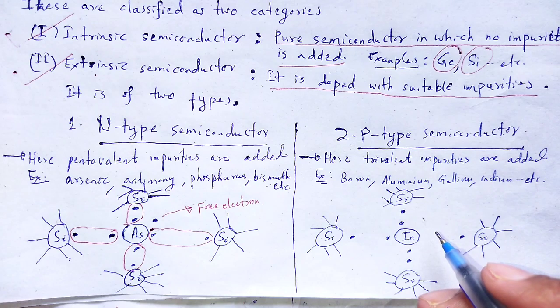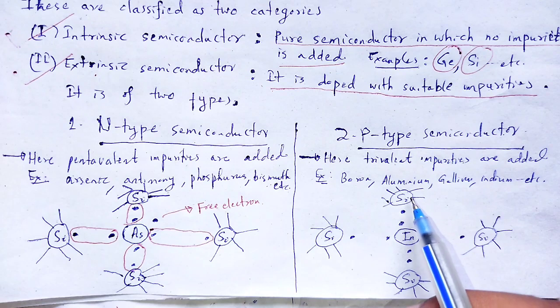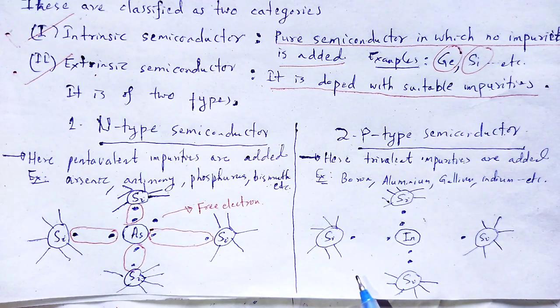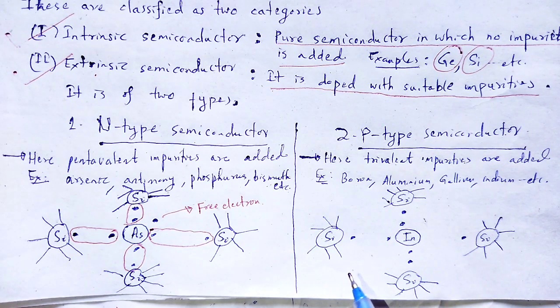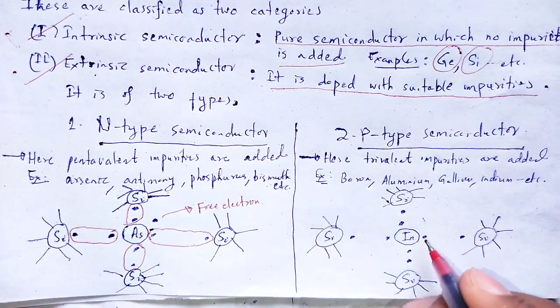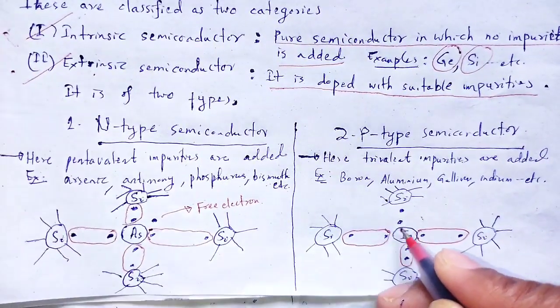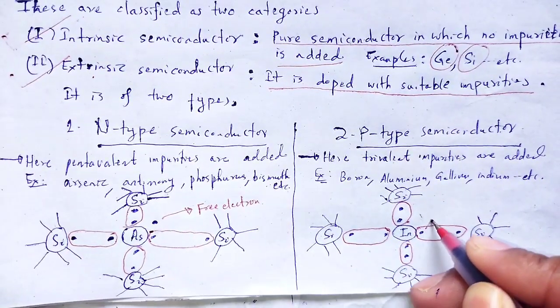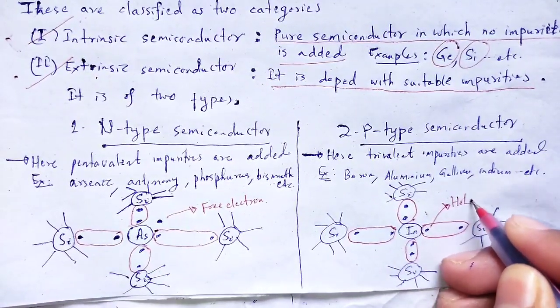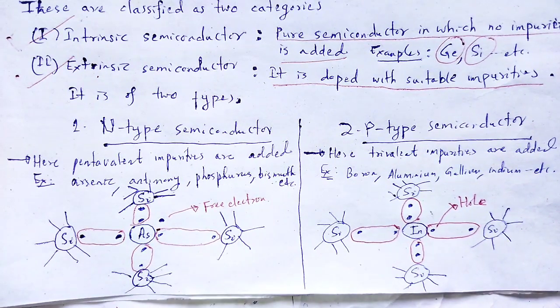There will be a deficiency of 1 electron, and that can be fulfilled by a silicon-silicon bond, and this is the formation of a hole. Here the hole is formed. So that bond is the hole. Here the hole is the charge carrier in order to conduct electricity in a P-type semiconductor. In N-type, free electrons are the charge carriers.